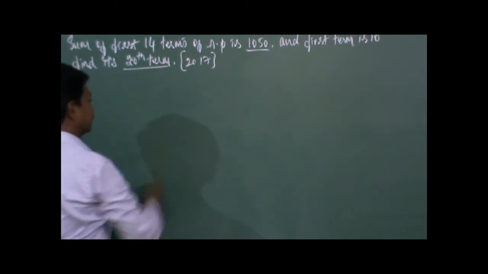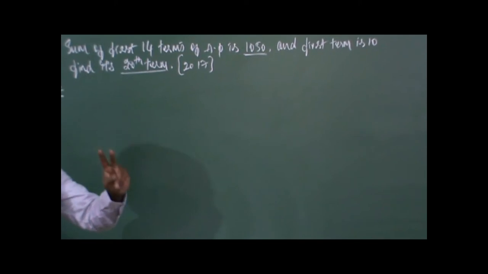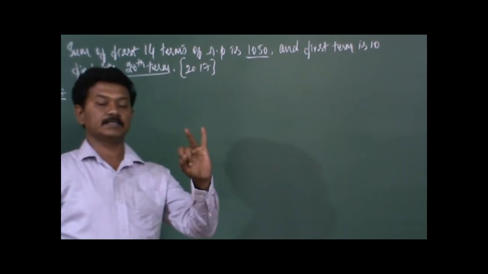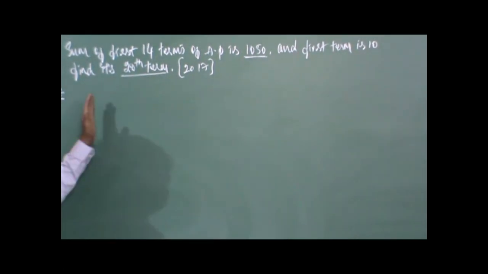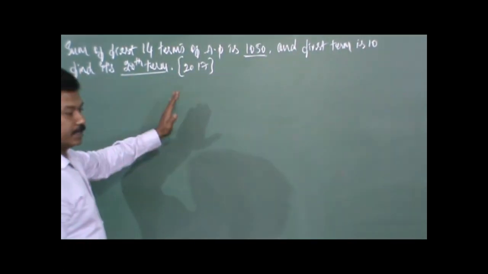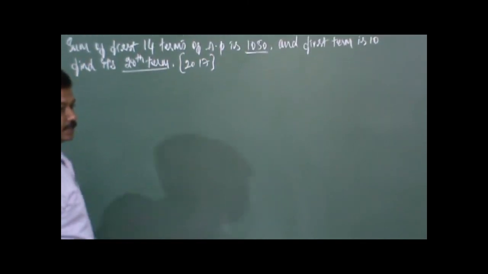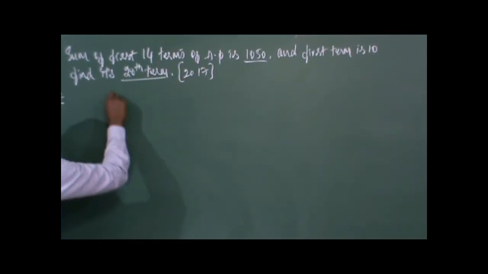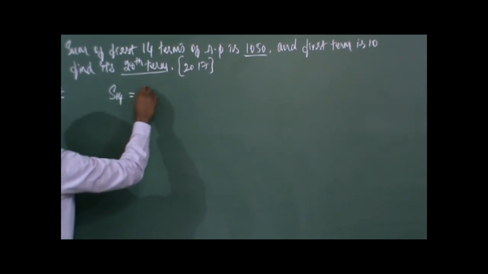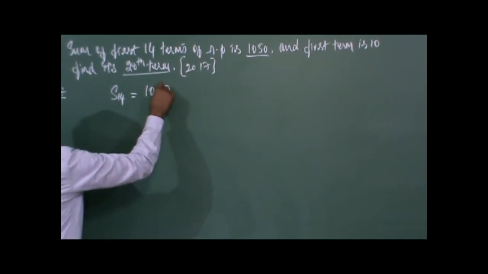So to find this 20th term, we need two things. One is the first term of the AP and another is the common difference of the AP. So using the given data, you have to find the first term and common difference, and then find the 20th term. So let us go with this. Sum of first 14 terms of the AP is 1050. So this can be written as S14 is equal to 1050.